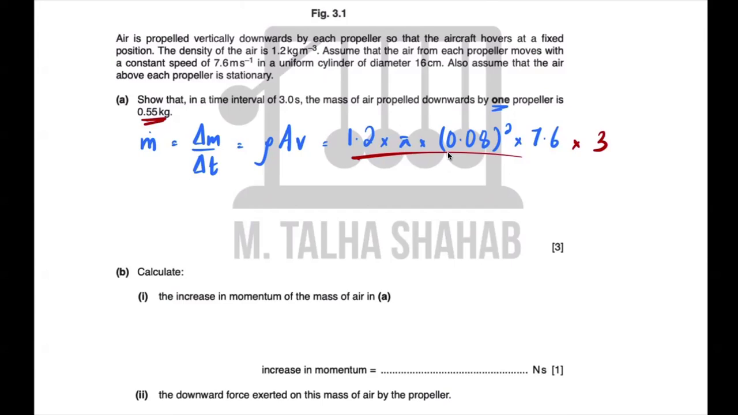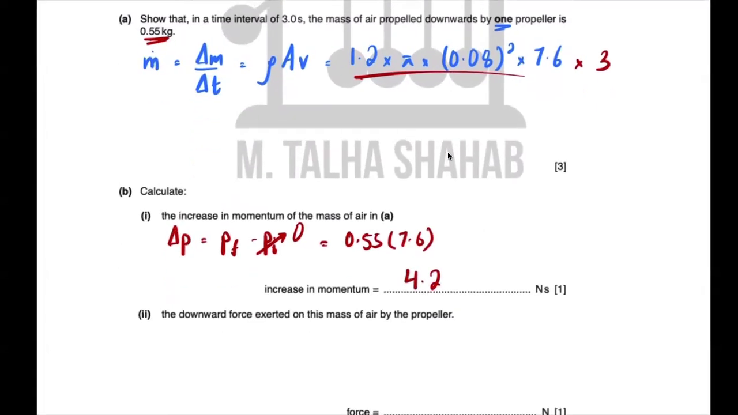Now the questions start looking really similar. Calculate the increase in momentum of the mass of the air in A. So air was initially stationary, so delta P is PF minus PI, with PI being 0, so it's just PF. So the mass is 0.55, the speed is 7.6, so this turns out to be 4.2 Newton second.